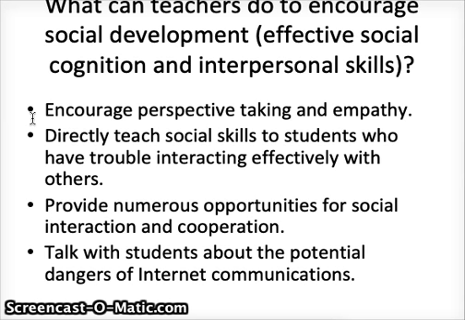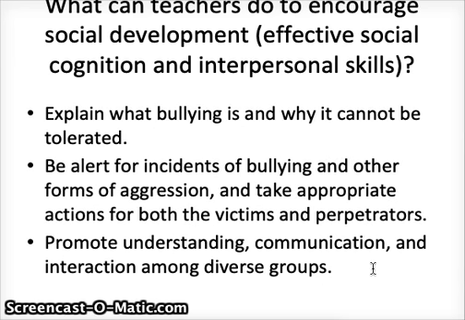Okay, constantly providing numerous opportunities is big, okay, because instead of just leaving them unstructured, we still need to have unstructured social interactions, but providing group work and using group work in the classroom will promote cooperation and this positive social interaction. Talk with students, of course, about dangers of internet communications. Obviously, this is a topic that has evolved very quickly over the last number of years because of online cyberbullying and bullying. Okay, so it's another thing to address with students.